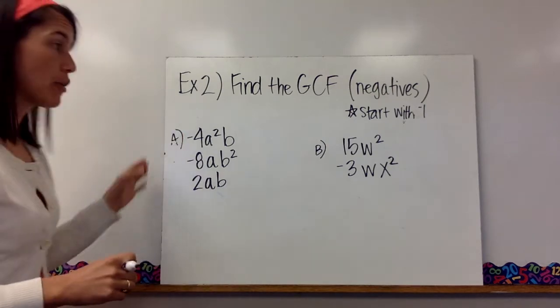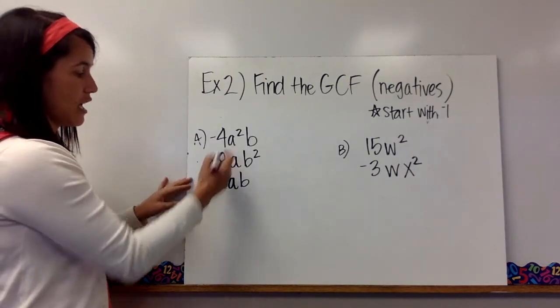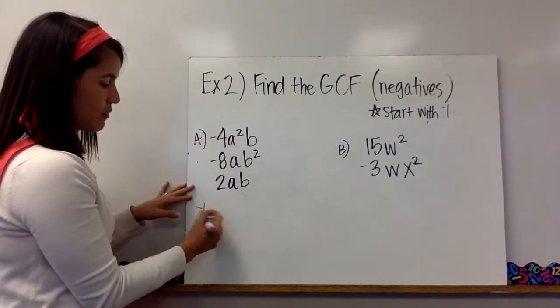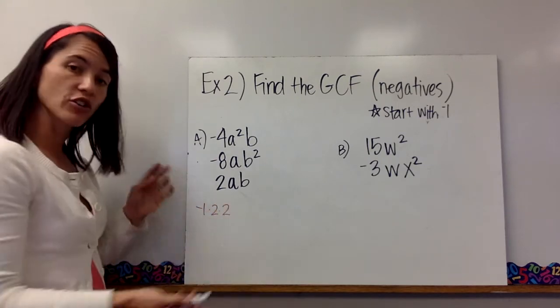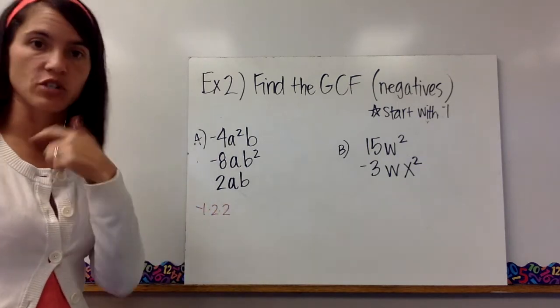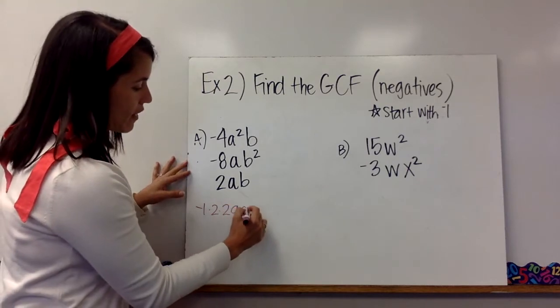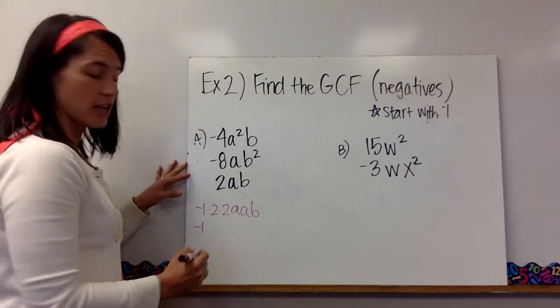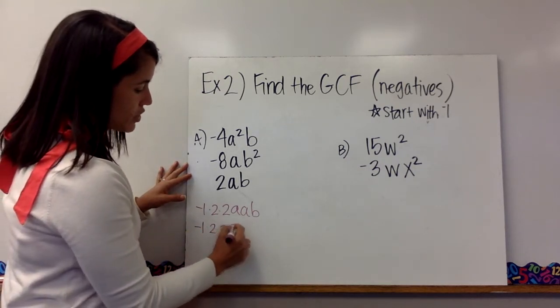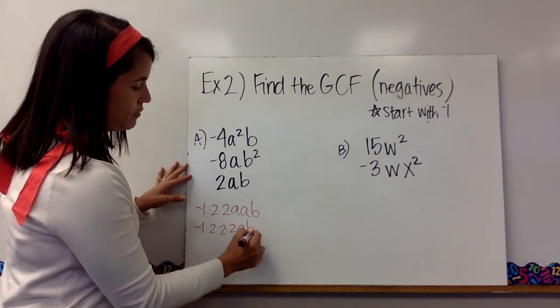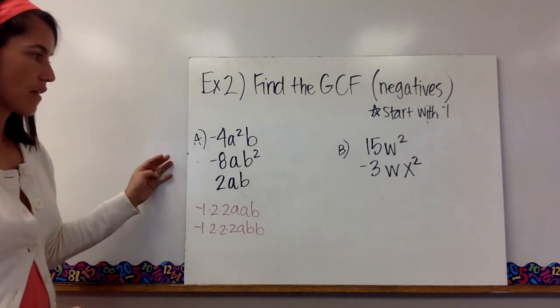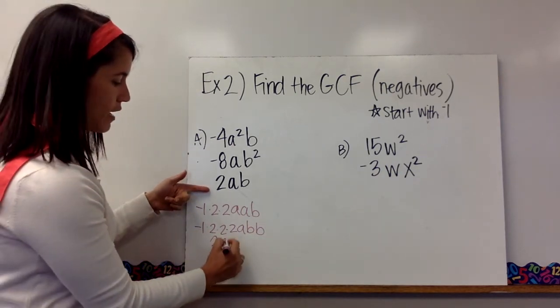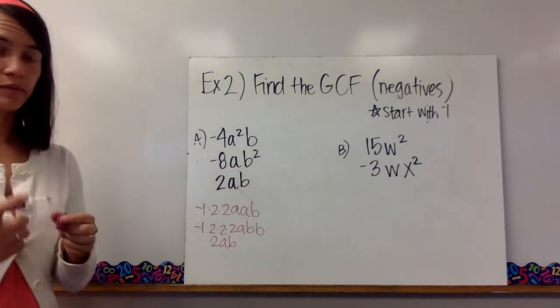So example A, I have negative 4a squared times b, negative 8ab squared, and 2ab. So I'm going to write the prime factorization of each, but because of the negative, I'm going to start with negative 1, and then you're going to say normal, negative 1 times 2 times 2, AAB. For negative 8, I'm going to start with negative 1 times 2 times 2 times 2, ABB, and then 2AB is just normal.